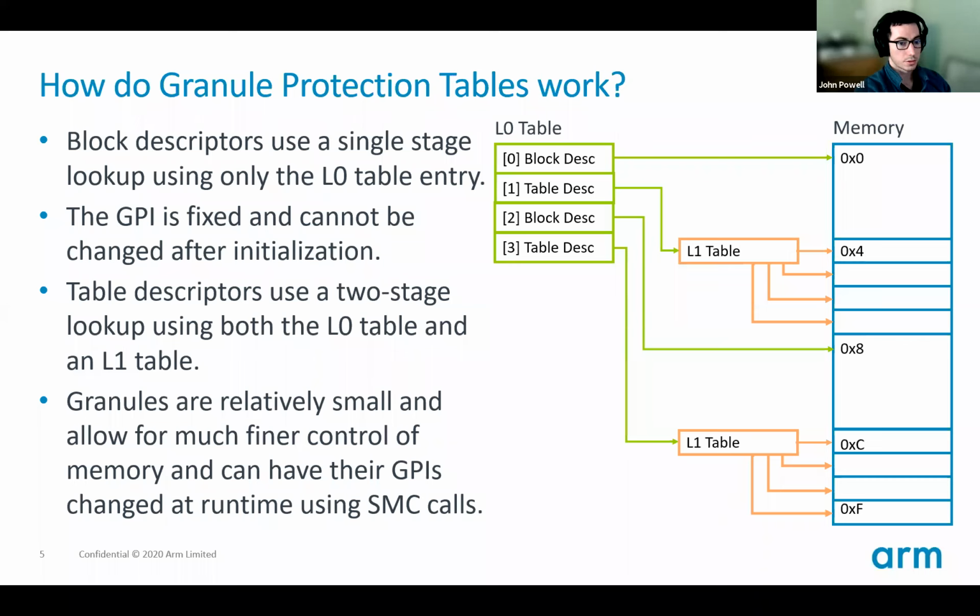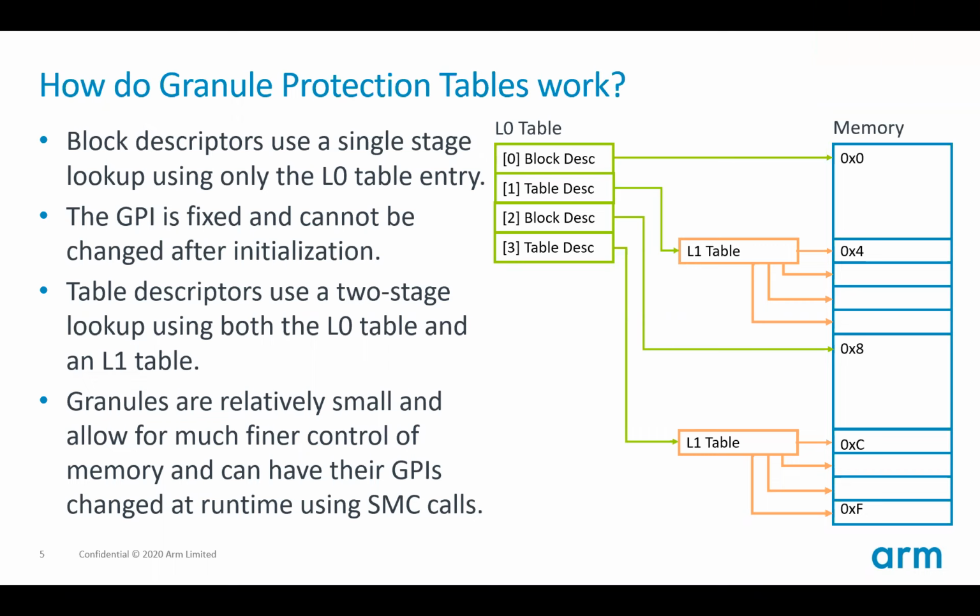L0 table descriptors use a 2-step lookup process as opposed to 1, and they link to an L1 table shown in orange, which contains an array of granule descriptors. Granule descriptors contain 4-bit GPI values corresponding to individual granules within the L0 region, and the GPI values here can be changed at runtime using SMC calls in the granule transition service, which we'll cover in a few minutes.